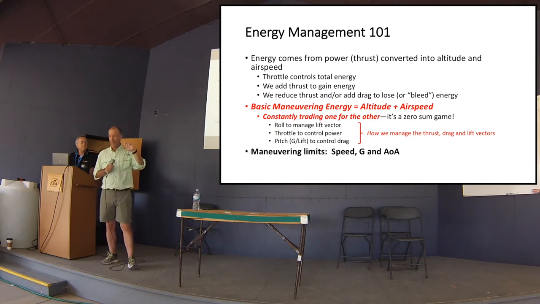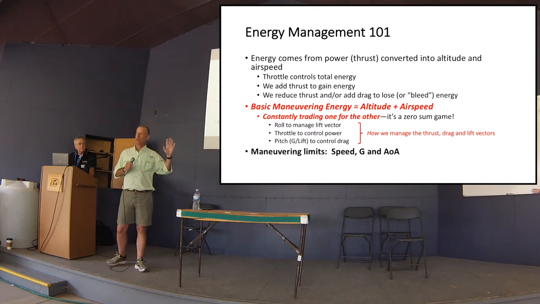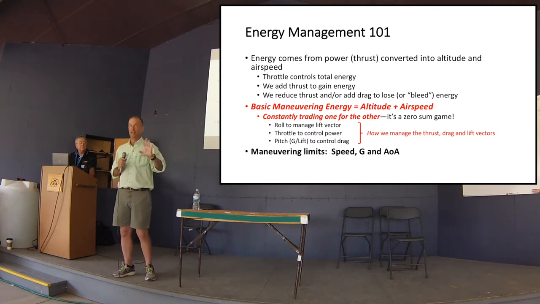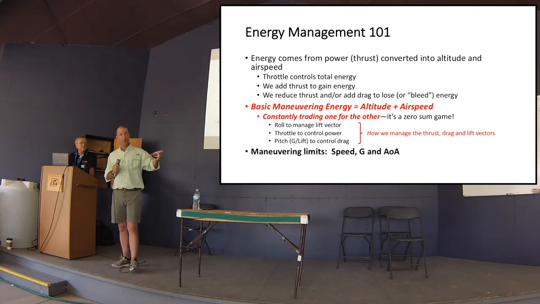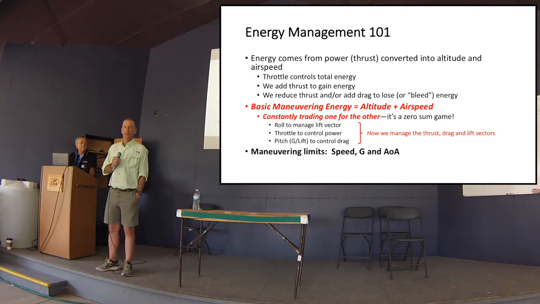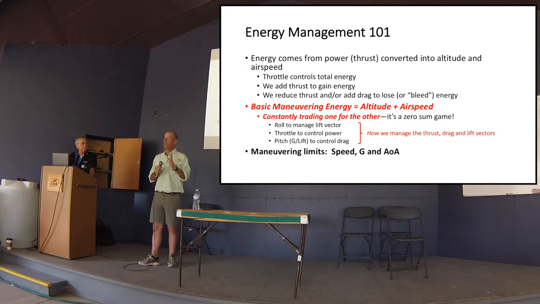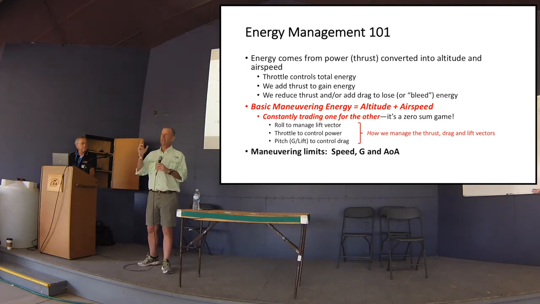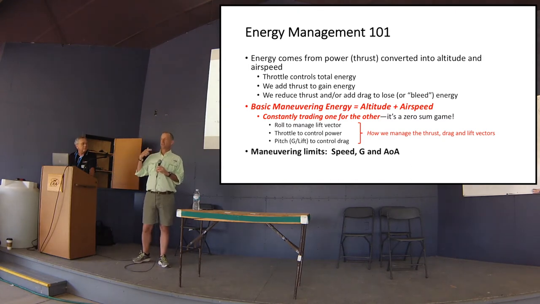So really, if you only remember one thing from this slide, all you have to know is that energy is your altitude plus your airspeed. That's it. It's about that simple. And we're always constantly trading one of those for the other. If we're actually in stabilized flight, everything is balanced, we're not trading anything. But if we're maneuvering the airplane, if we're taking off, if we're landing, if we're turning, if we're doing aerobatics, we're constantly trading one for the other.